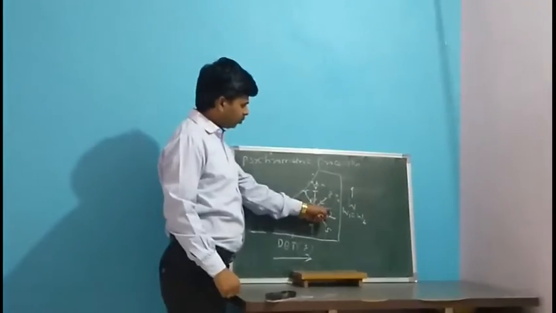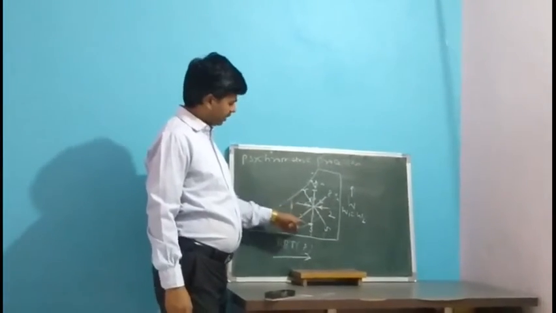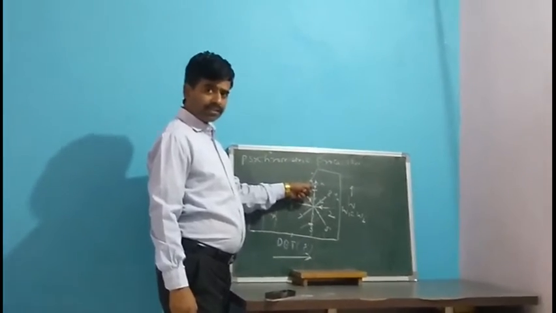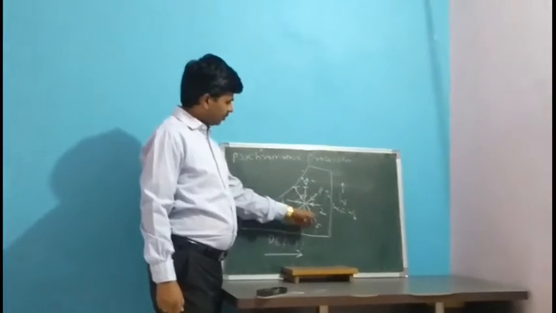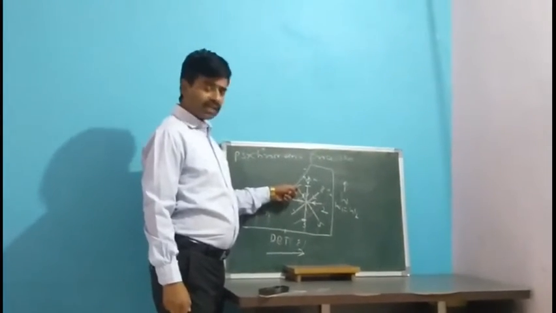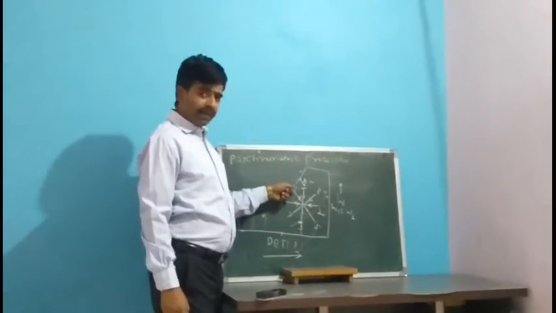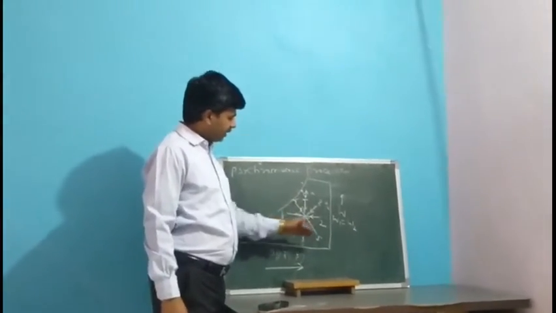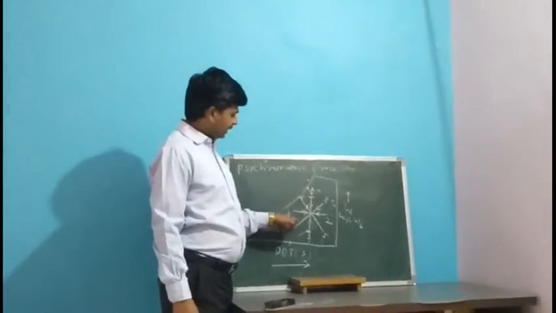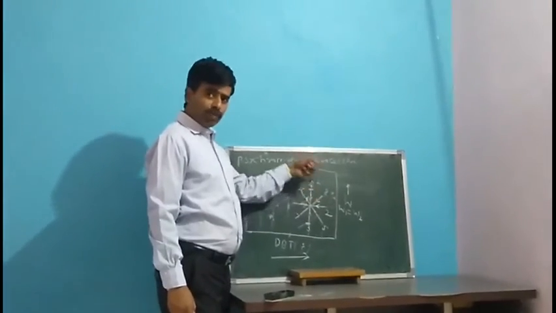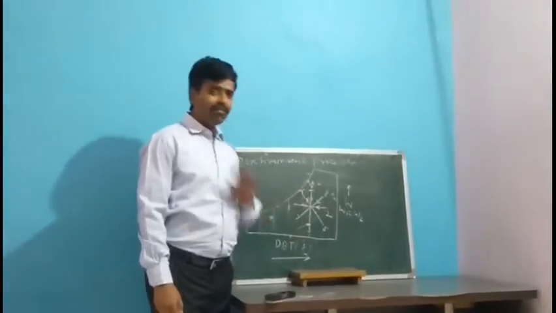1 to 2, sensible heating; 2 to 1, sensible cooling; 3 to 4, humidification process; 4 to 3, dehumidification process; then 5 to 6, that is cooling with humidification; 6 to 5, heating with dehumidification; 7 to 8, that is heating with humidification; and 8 to 7, that is a cooling with dehumidification process.